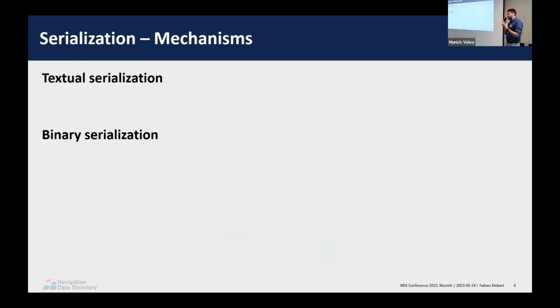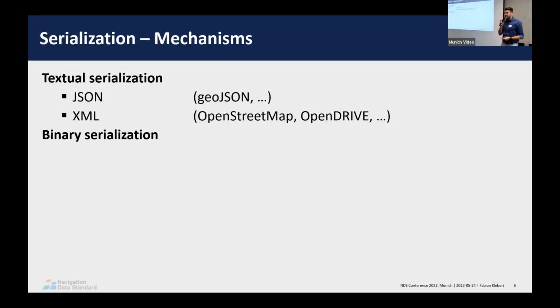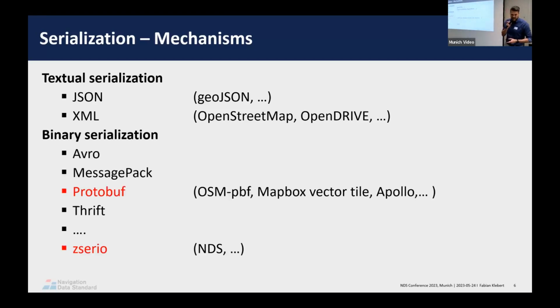In general, there are two types of serialization mechanisms: textual serialization and binary serialization. Some very well-known textual formats are JSON and XML. You see some examples where they are used in the automotive or geolocation context. For binary serialization, there's a huge list. Some are mentioned here, and the ones in red are the ones we talk about today. One is Protobuf, originated from Google, and Zserio, which started to be maintained longer by NDS.